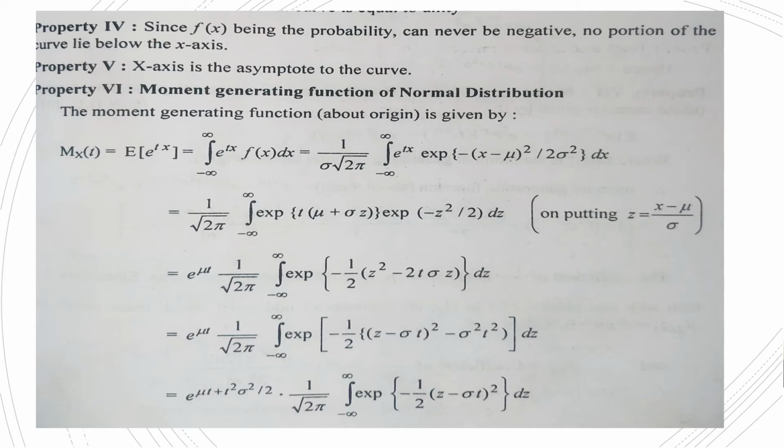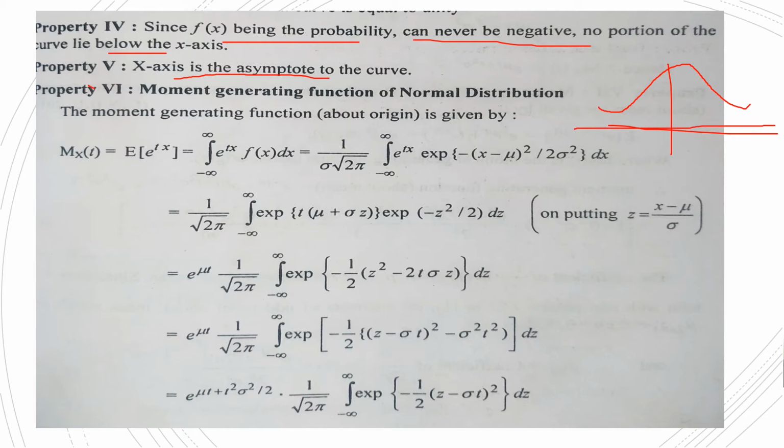Fourth normal curve property: f(x) being a probability can never be negative. No portion of the curve lies below the x-axis. It means that the normal curve always gives symmetrical behavior above the x-axis. Fifth, the x-axis is asymptotic to the curve. When we draw the normal distribution, as you saw in the previous slide, this is the behavior of the normal curve. So the x-axis is treated as an asymptote to the normal curve.